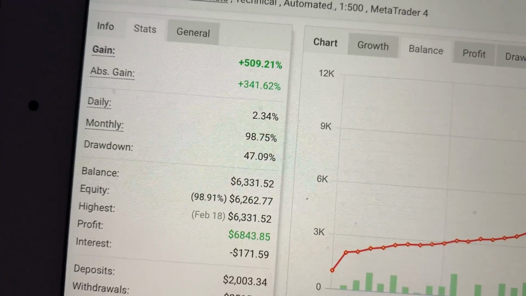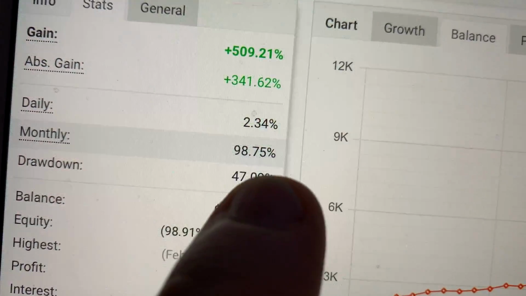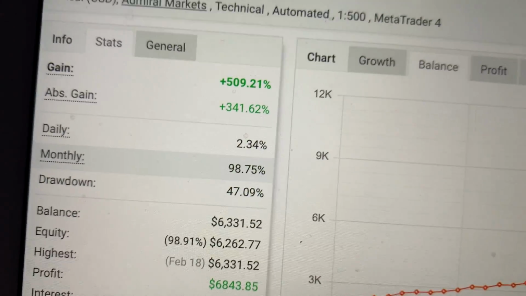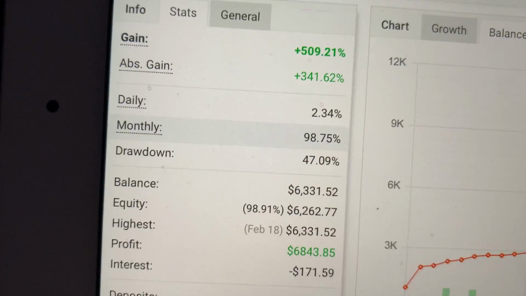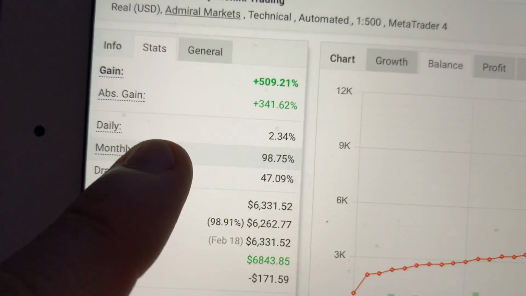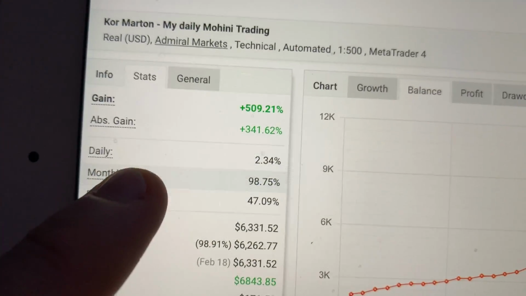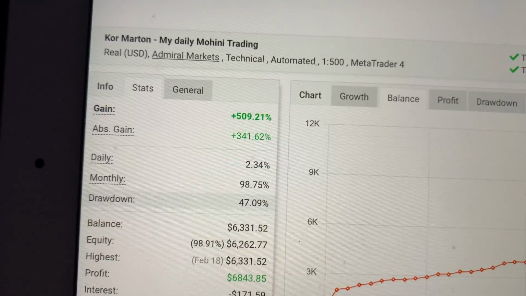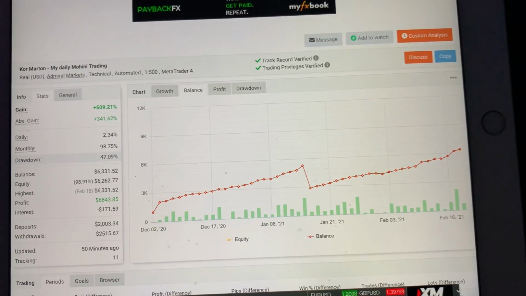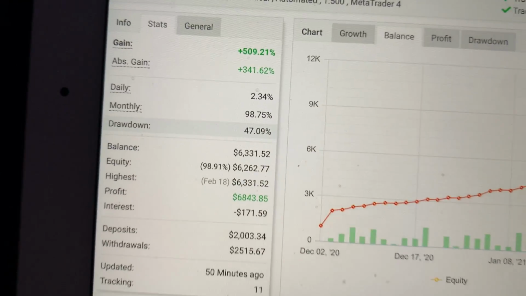That's my new balance. And look at my monthly percent, it's very close to 100%, meaning that technically I double my money every month. My drawdown is very close to 50%, which, I know, is not very appealing, but that just shows how strong the robot is. Not one bad day. And it's just doubling every month, and I want to keep on doubling this.